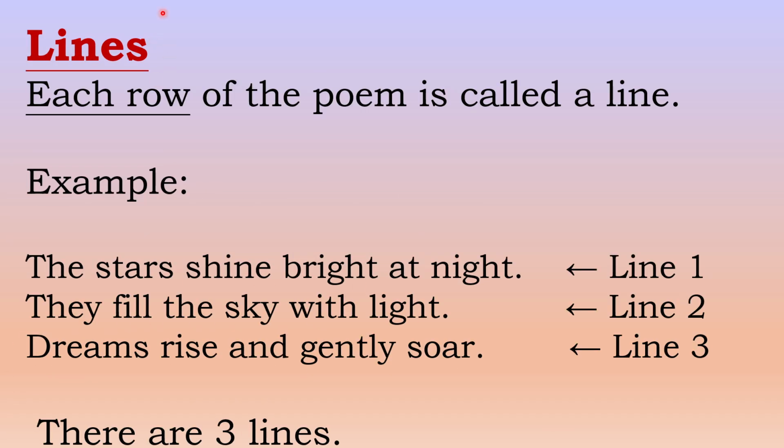Now I mentioned line. Each row of the poem is called a line. Example, this one, the stars shine bright at night, is one line. They fill the sky with light, that's another line. And dreams rise and gently soar is another line. So here you have line 1, 2, 3. So we have 3 lines, and this is one stanza.